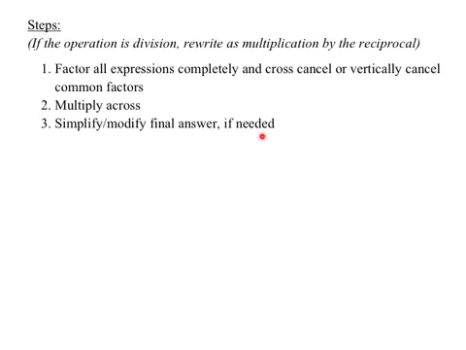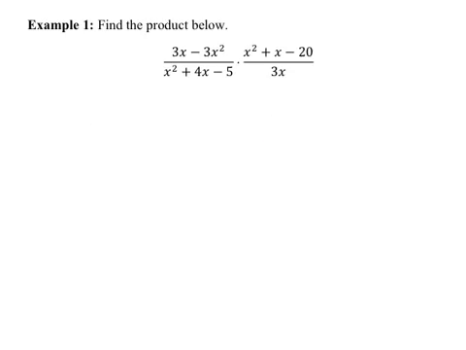So let's take a look at an example of this and see how this is pretty much the same thing as simplifying rational expressions, but now we're multiplying and dividing, but in the same sense, we're still just simplifying. The first example says to find the product below, and we can see that we have a complex operation here, but what we notice right away is that these can all be factored. So let's start by factoring everything, which is step one.